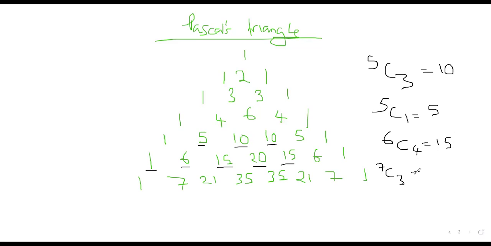So try 7 combination 3. What is 7 combination 3? 35. Yes, 35. So 0, 1, 2, 3. What is 7 combination 0? That would be 1, correct? What is 7 combination 7?